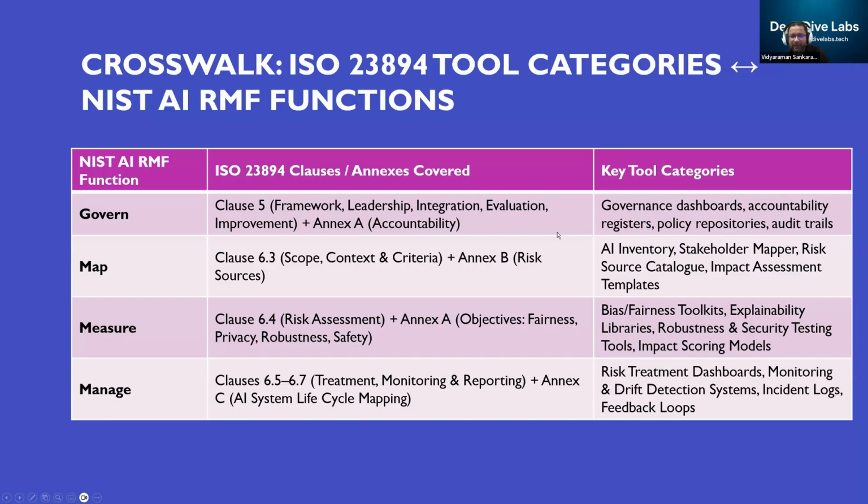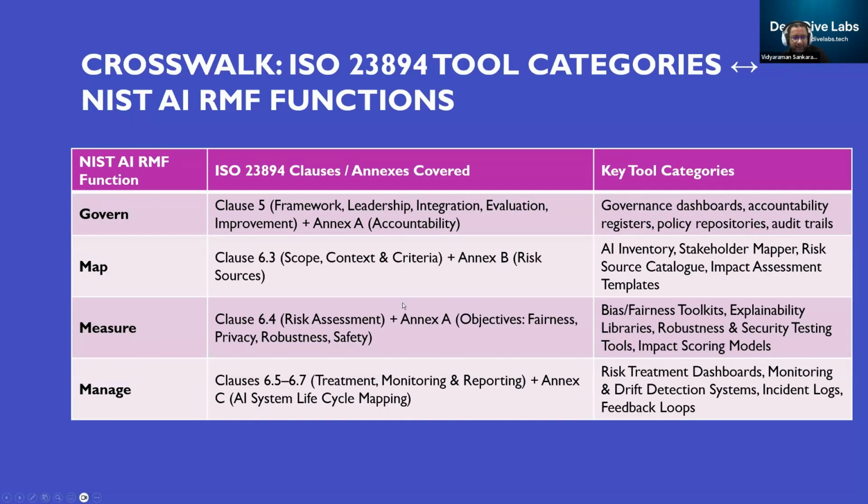And the key tool categories that we would be using in this particular case would be some sort of a governance dashboard, an accountability register, policy repositories, and audit trails as well. The audit trails, for example, will help in trying to understand what is the accountability in terms of the actions that have been taken there.